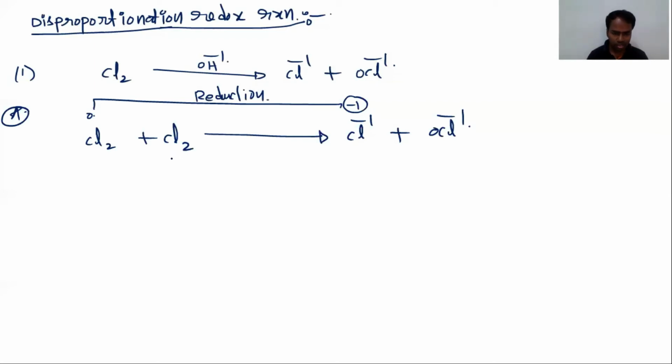Cl is 0 here; find the oxidation state of OCl⁻, which is +1. So 0 to +1 means loss of electrons. This is oxidation. But what is the difference here? 0 to +1, so a difference of 1. And here, 0 to -1, so here also a difference of 1.